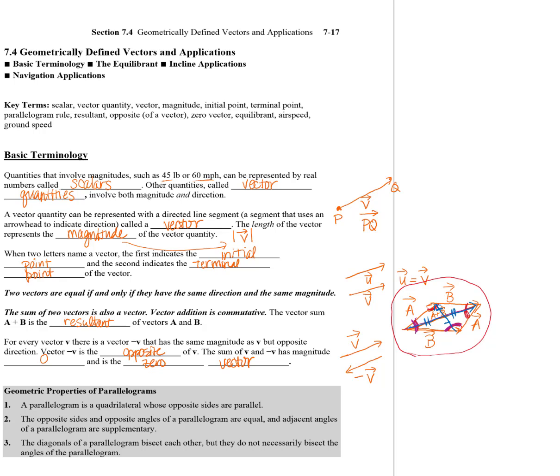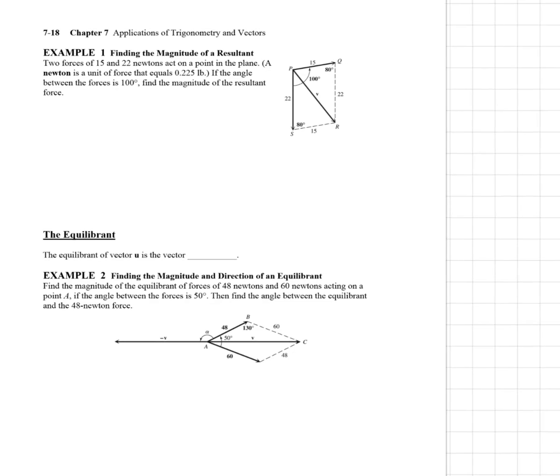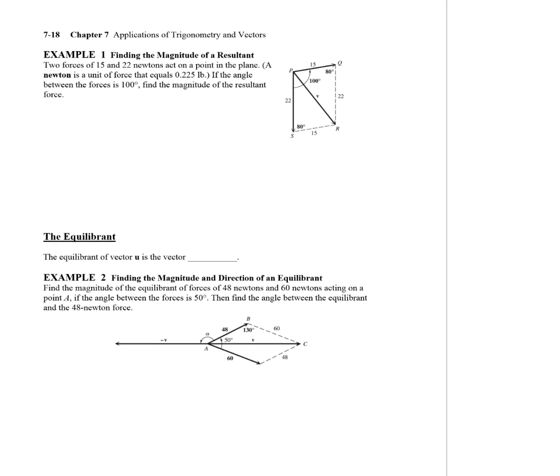Going on to page 7-18, right in the middle it says the equilibrant of vector u is the vector negative u. And you'll use that in the next example, example 2.